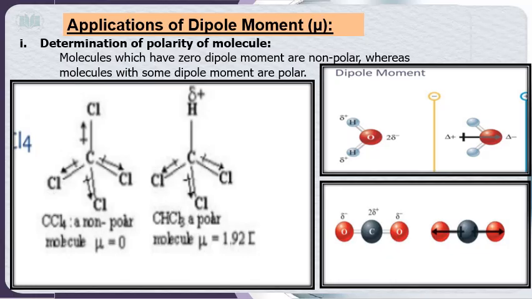Now here some of the applications of dipole moment are given. The first one is the determination of the polarity of the molecule, whether the given molecule is polar or non-polar. For this you must remember the previous theories which you have done, especially hybridization, the mode of hybridization present and the geometry held by the molecule in the different examples you have done previously.